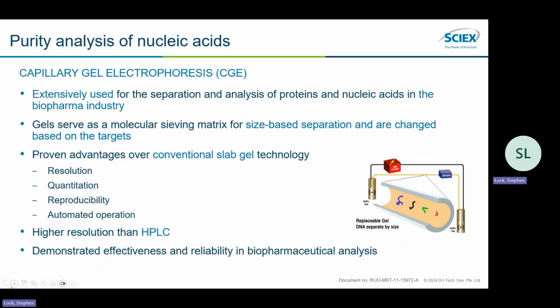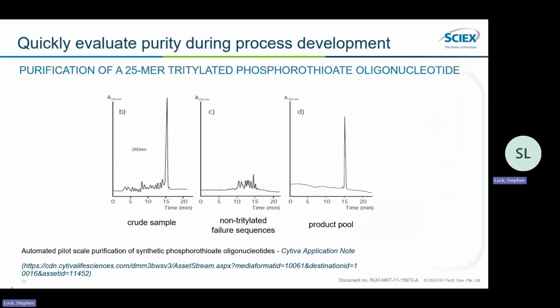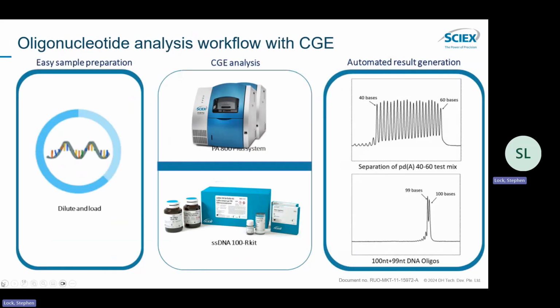One of the benefits of using CE or CGE in this approach is it actually has highly superior resolution to conventional slab gel technology, can enable quantitation, and is highly reproducible and can be automated in operation. Comparing it to HPLC, again, it's more resolving than HPLC, and it's been demonstrated as effective and reliable in the biopharmaceutical area.